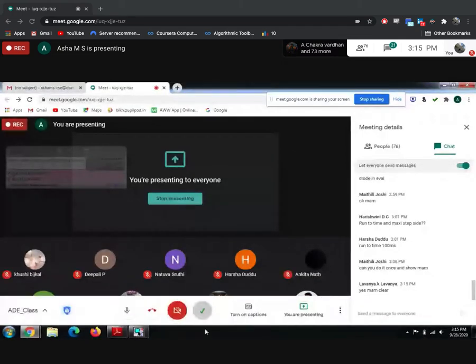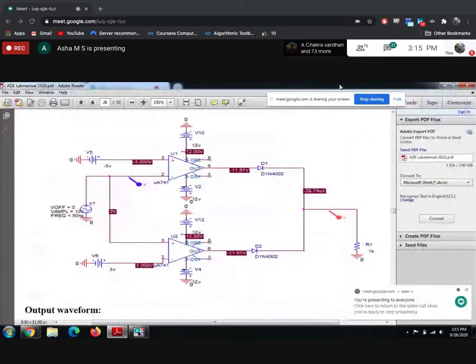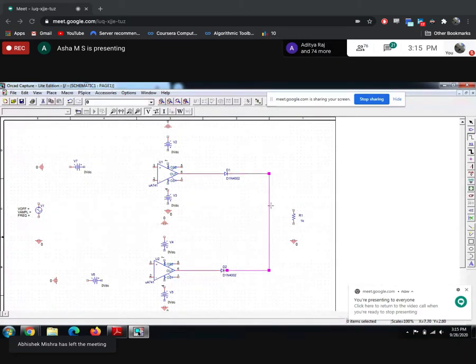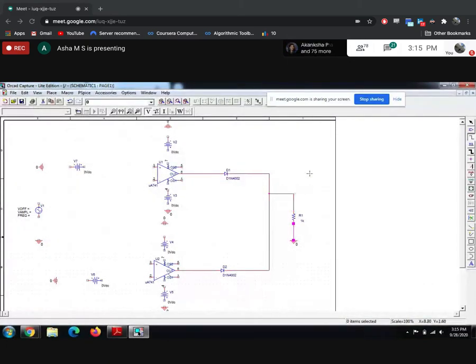Okay. Now the next step is the wiring. Pin number 6 of the first op amp is connected to the diode. Again this 6 is connected to the diode. Then from this end of the diode to this end of the diode, then from here connect to the resistor. Another end of the resistor is connected to ground. So here there is a junction.